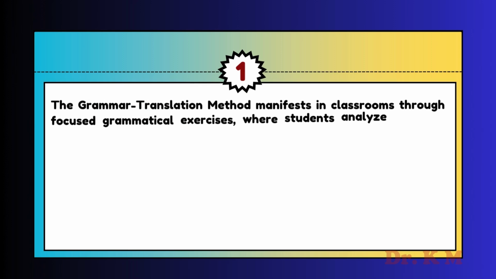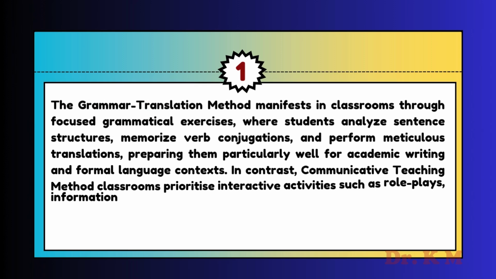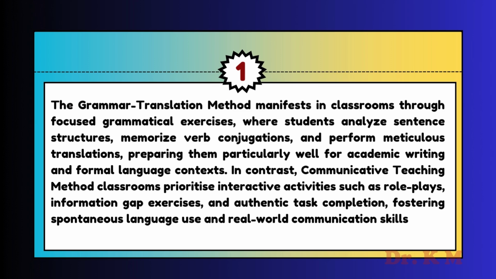1. The grammar translation method manifests in classrooms through focused grammatical exercises, where students analyze sentence structures, memorize verb conjugations, and perform meticulous translations, preparing them particularly well for academic writing and formal language contexts. In contrast, communicative teaching method classrooms prioritize interactive activities such as role plays, information gap exercises, and authentic task completion, fostering spontaneous language use and real-world communication skills.